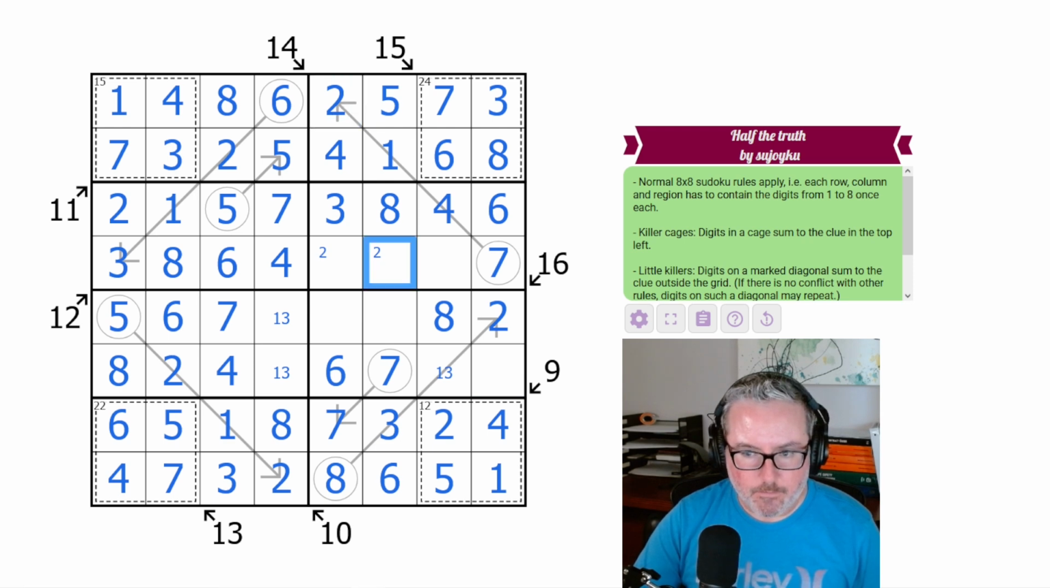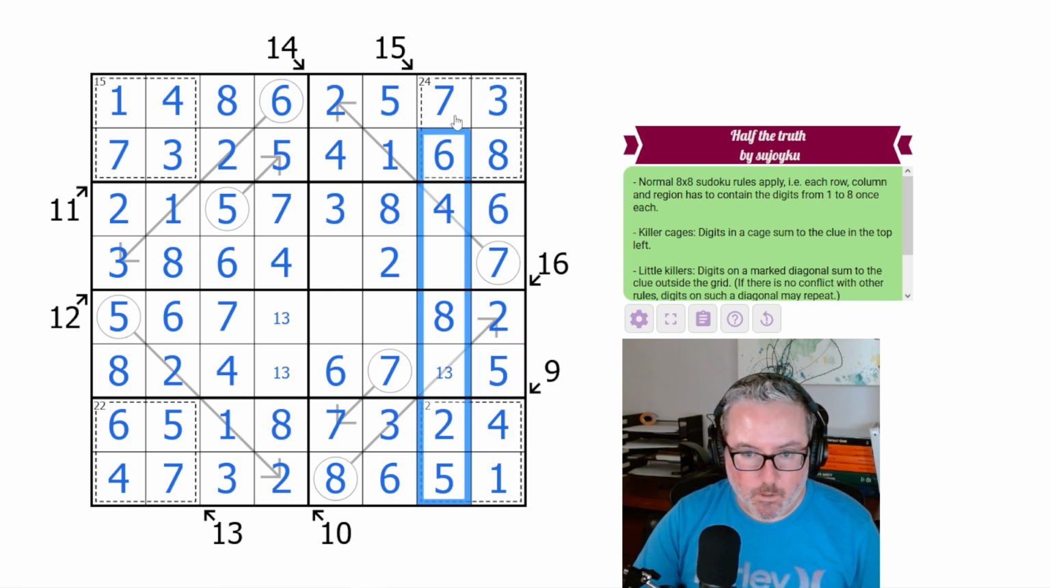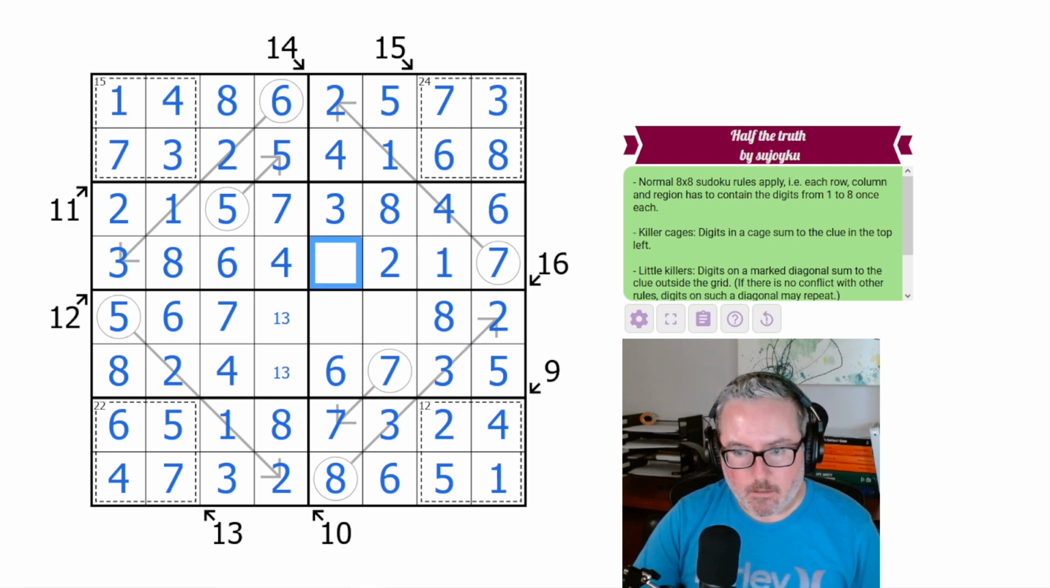The 2 here finishes our 2s there. That's gone. We've got a 1, 3 pair going across here, so all that's left is 5. We also could look this way. We need 1 and 3 in these, and we've got a 3 over here. So this is 1, this is 3. This has to be 5. That 3 gives us 1 and 3.